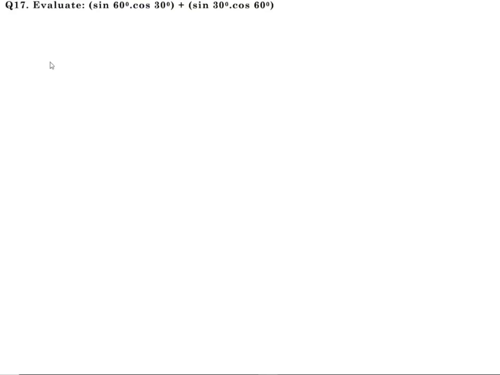Then it is very simple to solve. Given what, we should evaluate. What is sine 60 value? It is root 3 by 2. What is cos 30? It is root 3 by 2. Plus what is sine 30? It is 1 by 2. Into cos 30, it is 1 by 2.